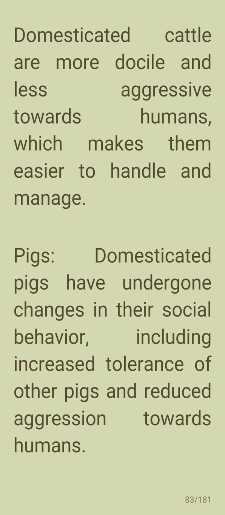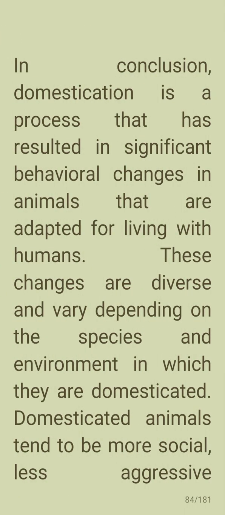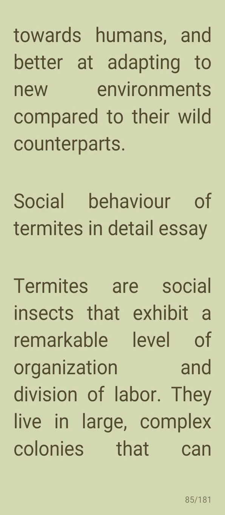Domesticated pigs have undergone changes in their social behavior, including increased tolerance of other pigs and reduced aggression towards humans. In conclusion, domestication is a process that has resulted in significant behavioral changes in animals that are adapted for living with humans. These changes are diverse and vary depending on the species and environment in which they are domesticated. So, domesticated animals tend to be more social, less aggressive towards humans, and better at adapting to new environments compared to their wild counterparts. Next, social behavior of termites.